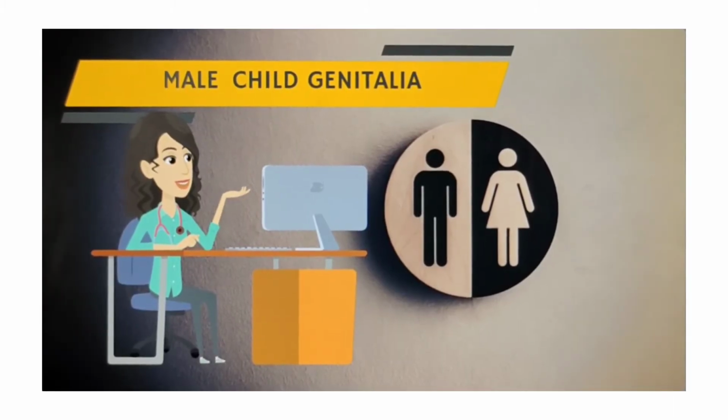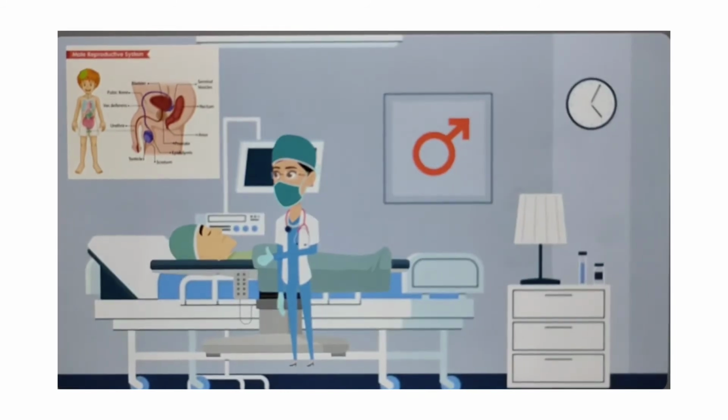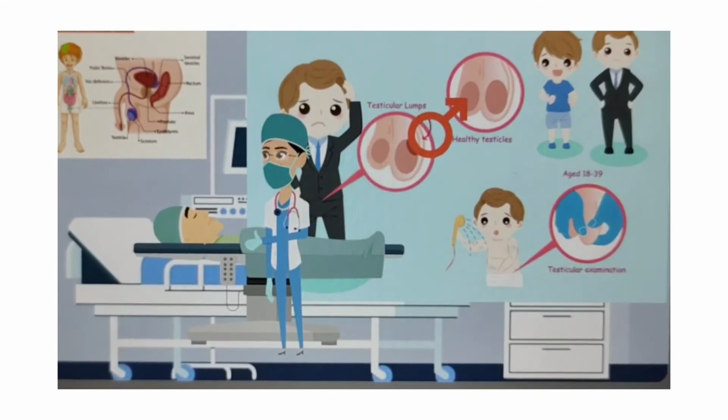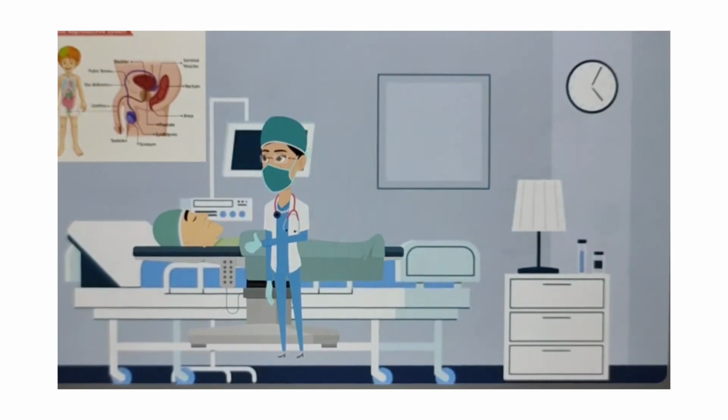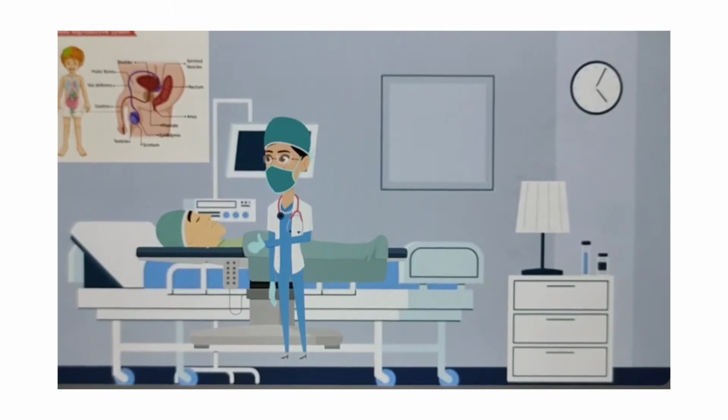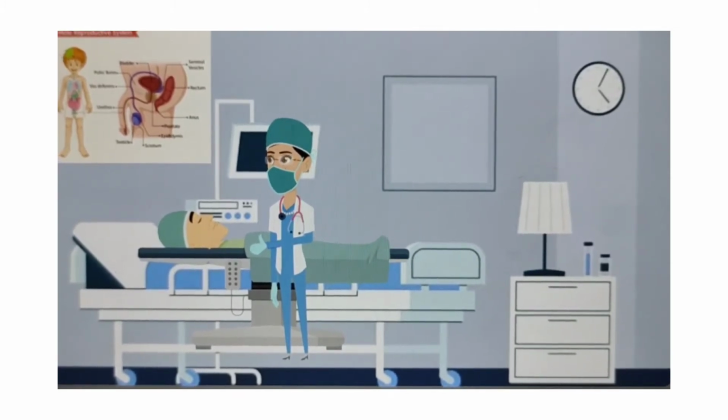Examination of male child genitalia. Begin the examination of male genitalia by inspecting the penis. The size in pre-pubertal children has little significance unless it is abnormally large. In obese boys, the fat pad over the symphysis pubis may obscure the penis.